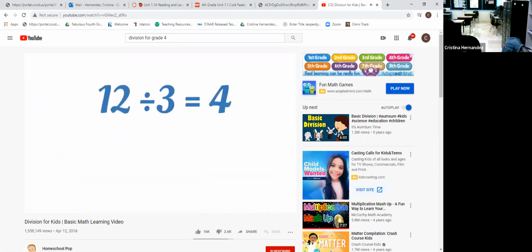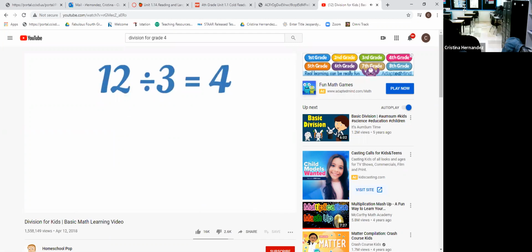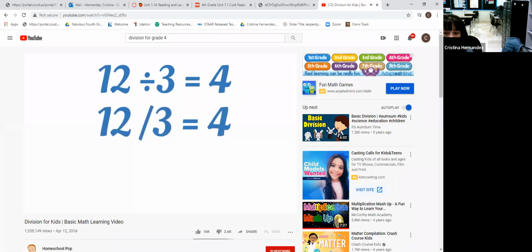For example, look at this. 12 divided by 3 equals 4. That's the original division sign, the one that you might see more regularly. But here is the same equation written in a different way. 12 divided by 3 equals 4. It's still a division sign, but it's a slash. It means the same thing as the original division sign.